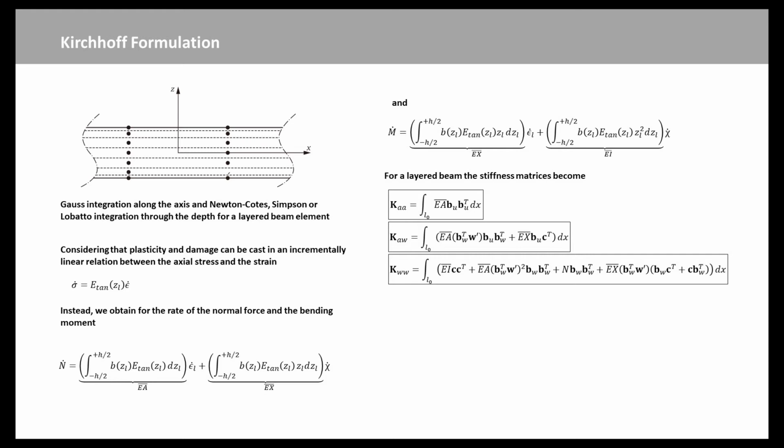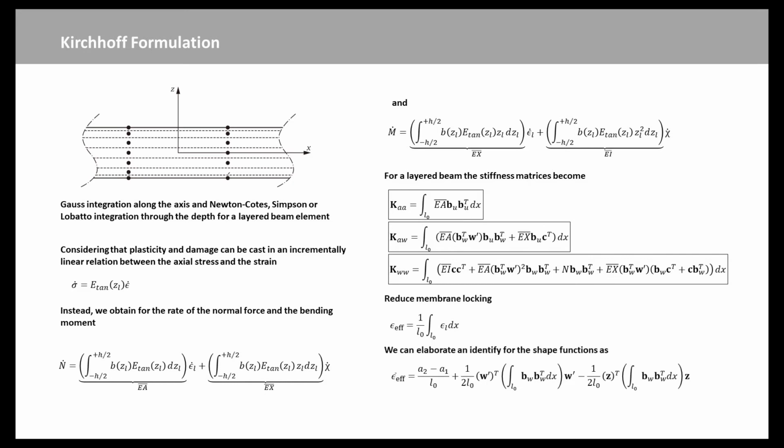Closed-form expressions for the normal force and the bending moment can no longer be derived. Instead, we obtain expressions for the rate of the normal forces and the rate of the bending moment, respectively. For a layered beam, the stiffness matrices become new expressions. However, this procedure raises membrane locking.